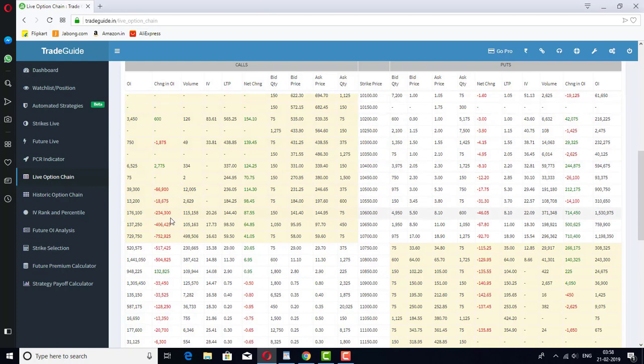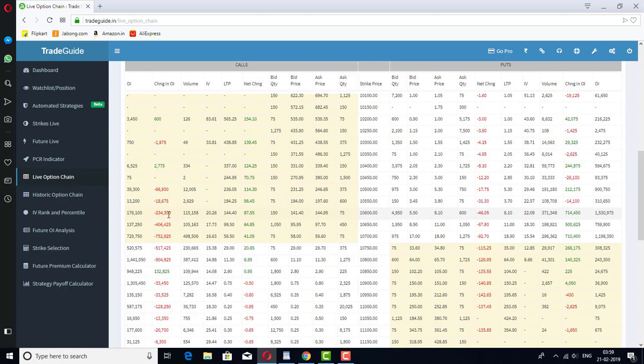Change in open interest denotes the change that has taken place, like the addition or subtraction on that particular open interest. So here you can see 2,34,300 minus. This means this OI was a greater number which was reduced by 2,34,300, and then the final number that we get is this number. So this is the net change in OI.